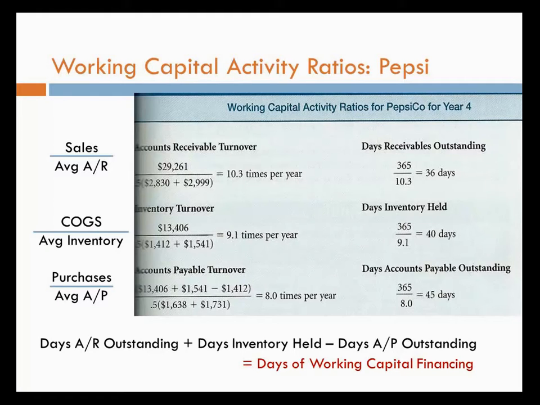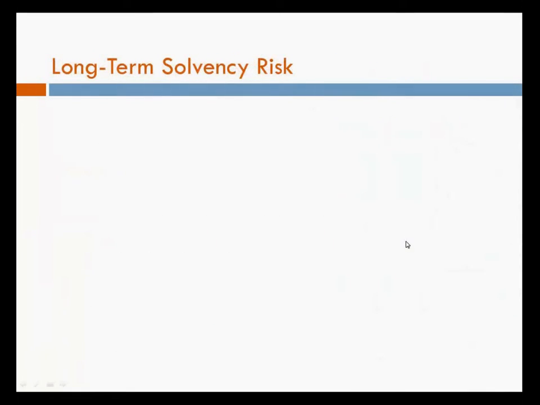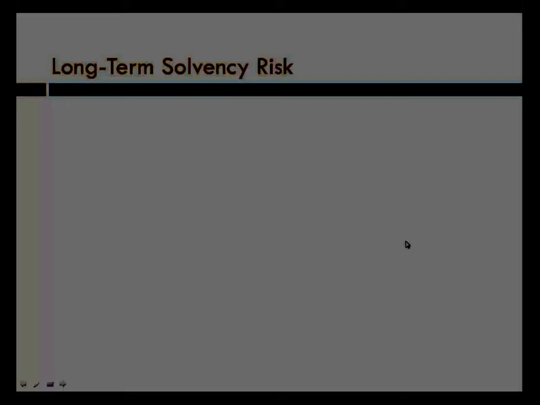So how many days does Pepsi need to finance here? No calculators. 31. Okay, I don't know who said it, but it's correct. It's 36 plus 40 minus 45: 31. Okay, let's switch over to long-term solvency.